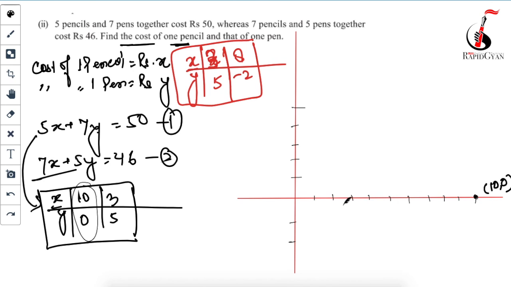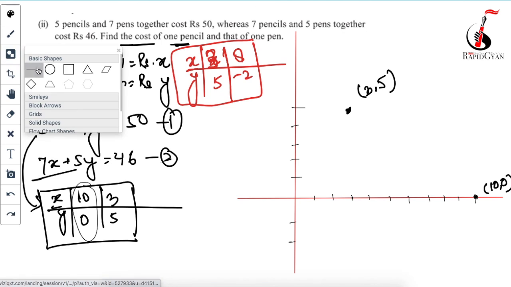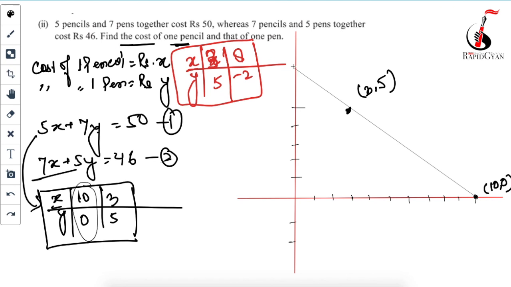Next is 3 comma 5. X is 3, y is 5. So this is the point which is showing your 3 comma 5. So let's draw the line. So this is your line, correct? Now do it for the next one.